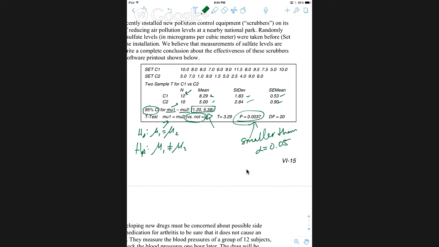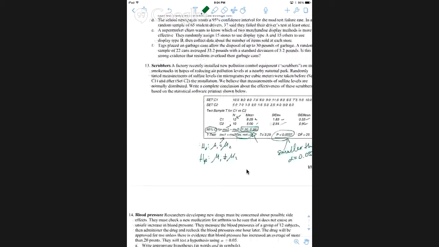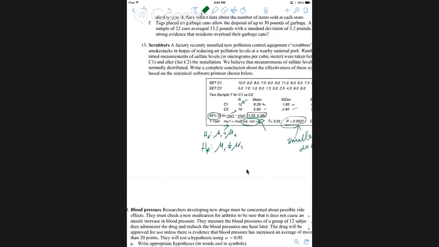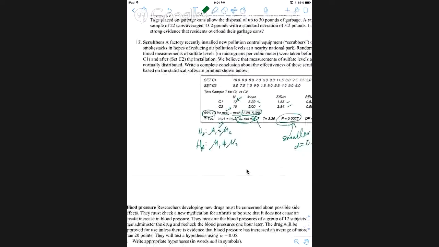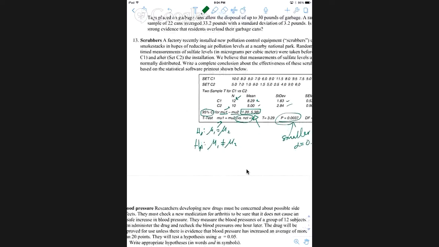So let's state our conclusion in context. That's basically all we're doing is stating our conclusion. Okay? Since our p-value is small, there is sufficient evidence. I know I can't write. I'll show you the actual typed out version in just a second.